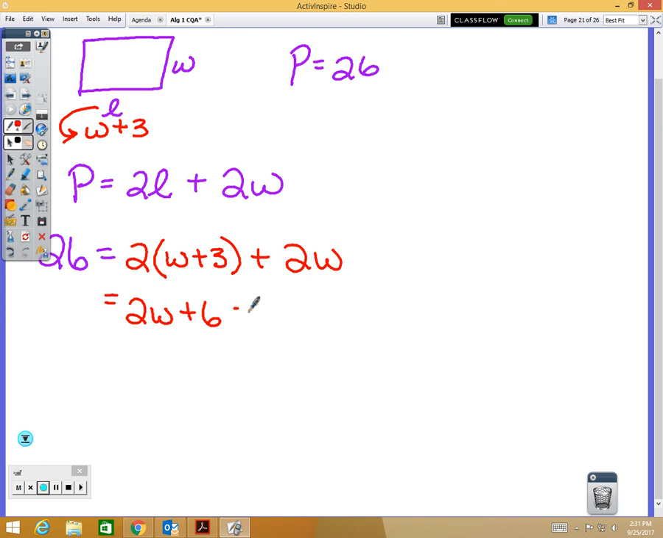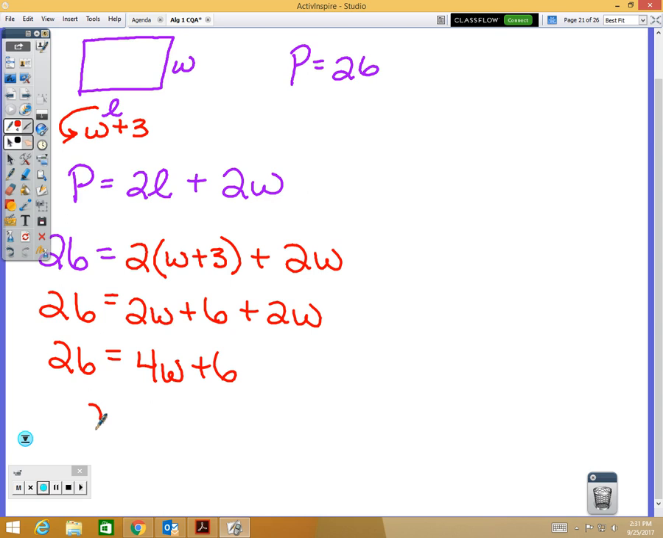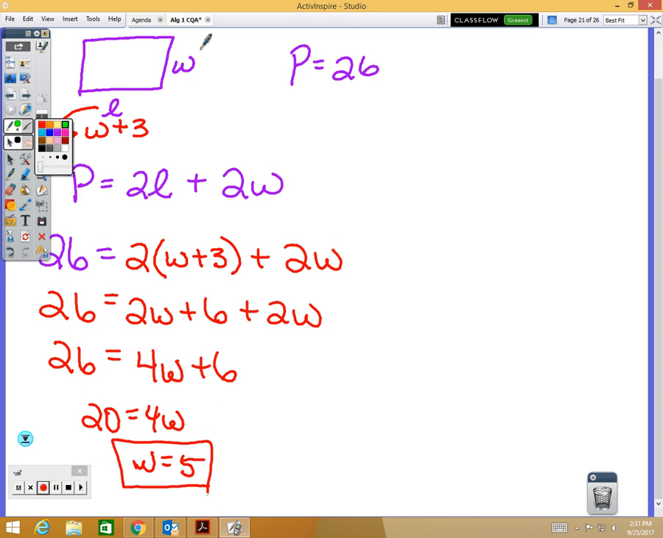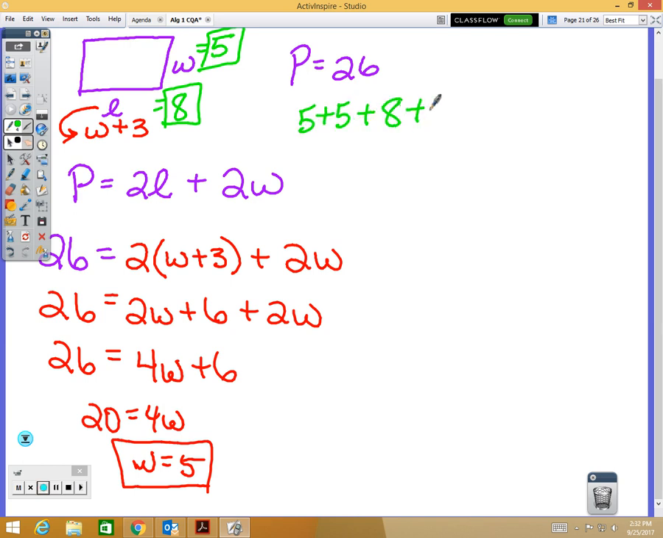2W plus 6 plus 2W. So 4W plus 6. Subtract your 6, you get 20 equals 4W. So W equals 5. W equals 5. So length equals... This is 5, so yes, this is 8. And you can check it. 5 plus 5 plus 8 plus 8, that would give you 10 plus 16, whoops, which is 26.